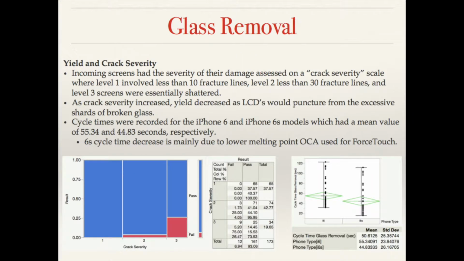Beginning with the first process in the chronological process flow, glass removal yield rates and cycle times were investigated for a single batch of iPhone 6 and iPhone 6s LCDs. It was found that the overall yield rate of this process was 93%. However, incoming screens which showed a high crack severity of 3 illustrated only a 74% yield rate. This was expected as screens with more severely damaged glass had a tendency of having pieces of this cracked glass becoming dislodged from the adhesive and puncturing the LCD or digitizer with the passing of the molybdenum wire.